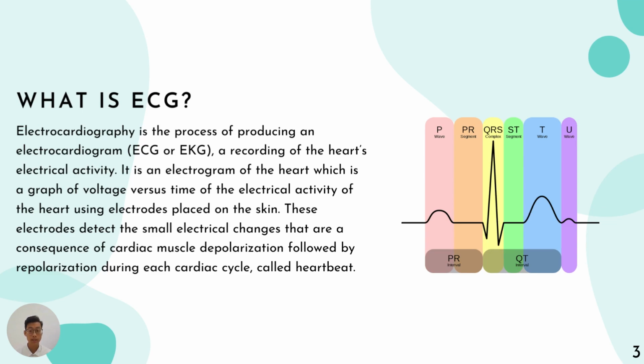These electrodes detect the small electrical changes as a consequence of cardiac muscle depolarization followed by repolarization during each cardiac cycle called heartbeat. The electrocardiogram is used for medical purposes to detect heart disease such as arrhythmia, heart failure, myocardial infarction, etc. There are three main components to an ECG: the P wave, which represents the depolarization of the atria; the QRS complex, which represents the depolarization of the ventricles; and the T wave, which represents the repolarization of the ventricles.